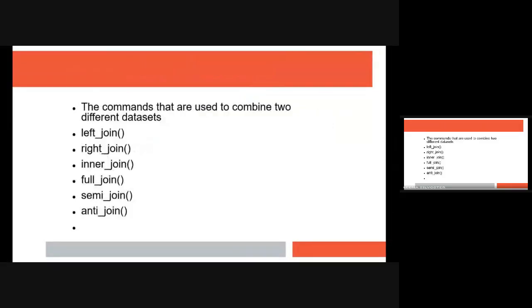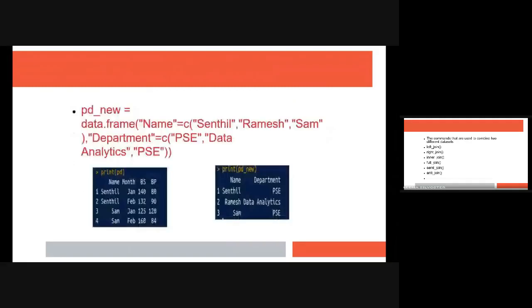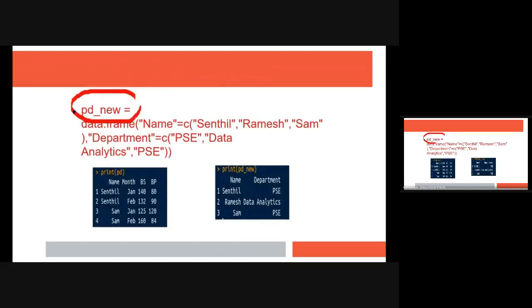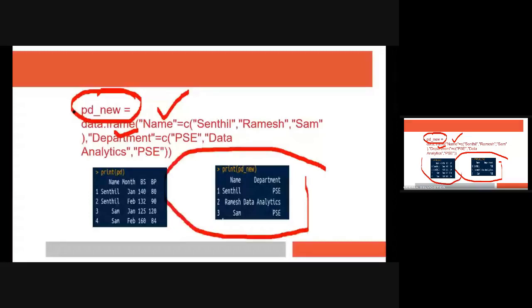The commands that are used to combine two different data sets include left join, right join, inner join, full join, semi-join, and anti-join. In order to illustrate this, we are going to create another data frame with the name pd_new. Here the attributes are name and department. This one is the new database. Previously we had this database.